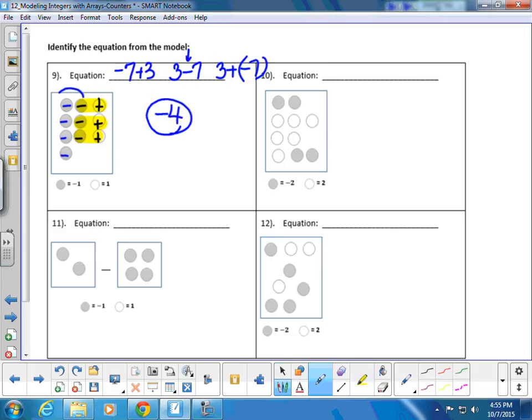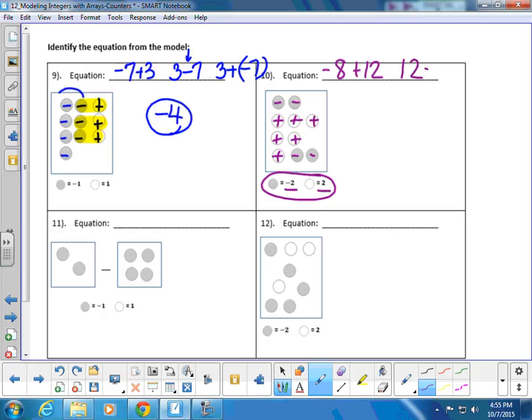Looking at the next problem, we have 1, 2, 3, 4. Oh, before I get started, look at my key. Each one of these is not worth 1, it is worth 2. So this is 2, 4, 6, 8. I have 8 negatives. 1, 2, 3, 4, 5, 6 times 2 would give me 12 positives, or count by 2s as you're adding your pluses.